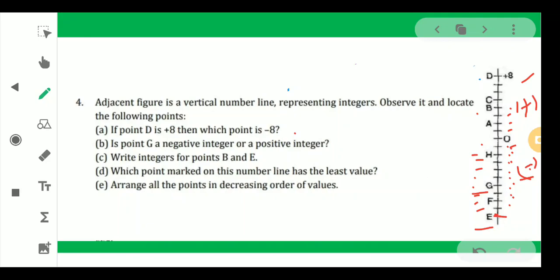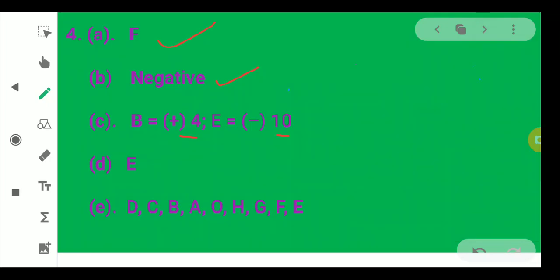Which point marked on the number line has the least value? Least value means the smallest value. Now we know that in the number line, when we move from negative integers to the positive integers, we are moving in the ascending order or increasing order. So whichever number is on the farthermost side of the negative integers, that will be the smallest one. And we can see here the E is on the lowest side of the negative integers. So it will be the smallest one. So smallest integer is E.